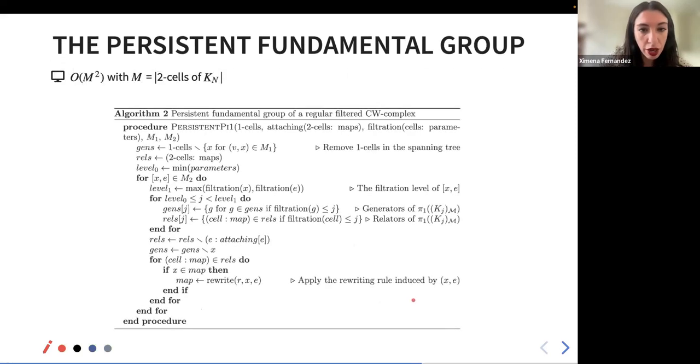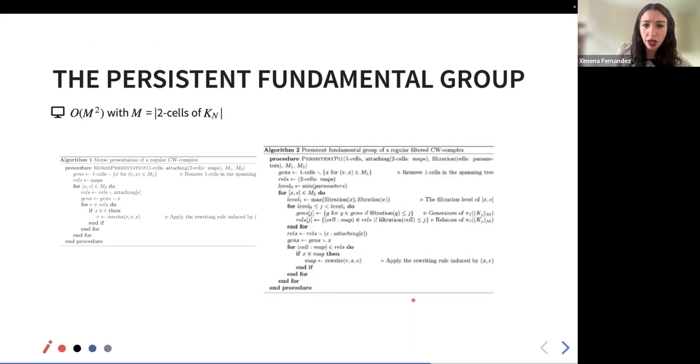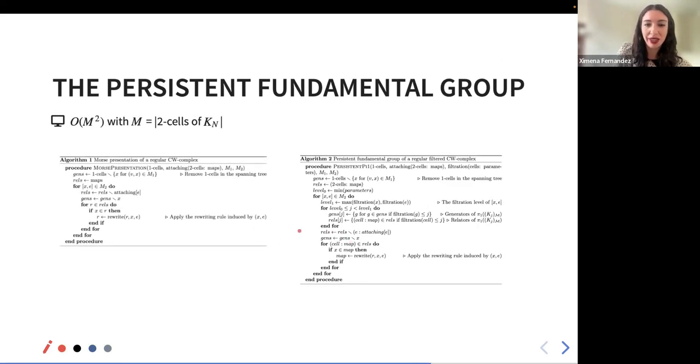This is pseudocode. It's a bit complicated to explain the details, but the idea is that if you compare the original algorithm to compute the standard presentation associated to a complex using Morse theory, this reduced presentation, or you want to compute, given a filtered CW-complex, the presentation associated to every stage of the filtration, you have to add a couple of lines that keep track of the level of the filtration at which you are.